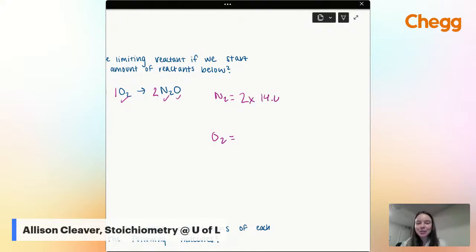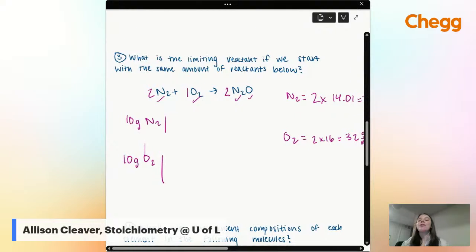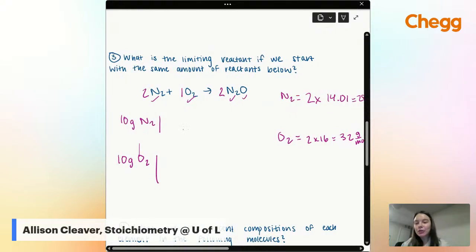2 times 14.01, 28.02. If you said that, you are absolutely correct. Great job. Oxygen, 2 times 16. If you got 32 grams per mole, you're absolutely correct. Great job. Now, let's go from grams to moles. So we need to go to our moles of N2.